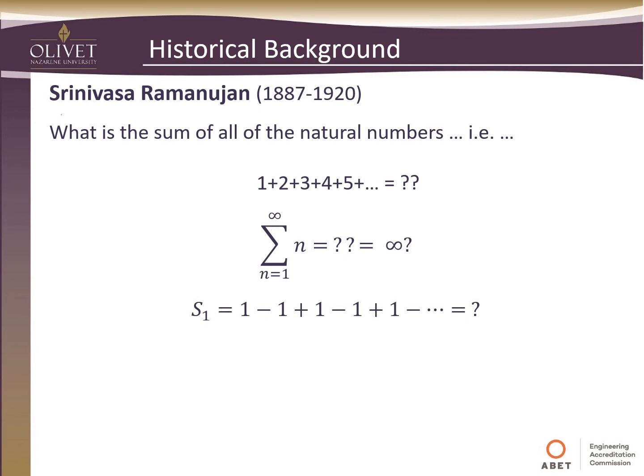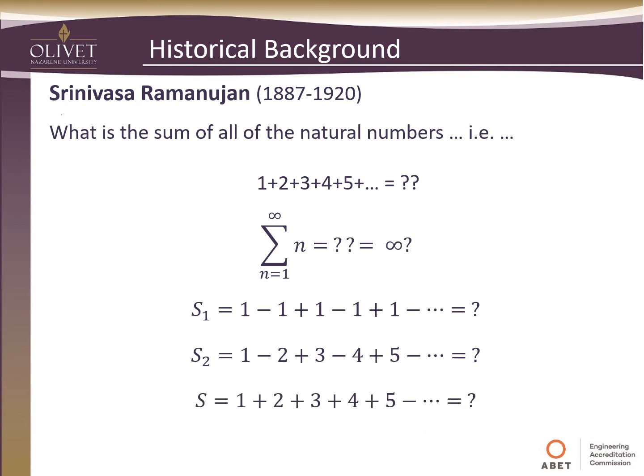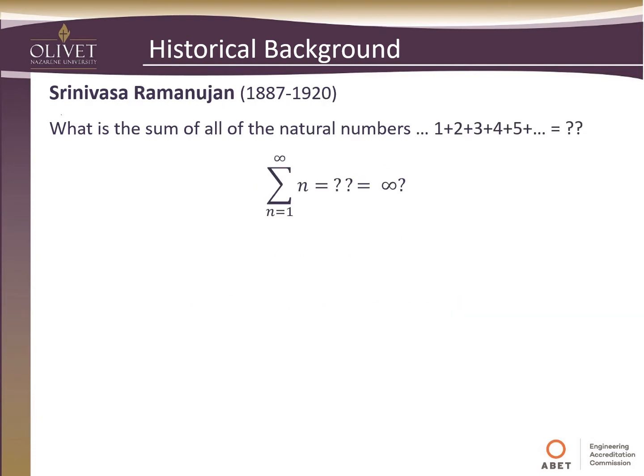This is a simplified version of what Ramanujan said. Let's consider some other series first. Let's call series 1 just going to be 1 minus 1 plus 1 minus 1 plus 1 forever. First question is, what is that equal to? The second summation is going to be 1 minus 2 plus 3 minus 4 plus 5, and so forth forever. What is that equal to? And then finally, we're going to have the one we're interested in, 1 plus 2 plus 3 plus 4 plus 5. So let's see what Ramanujan did with this.